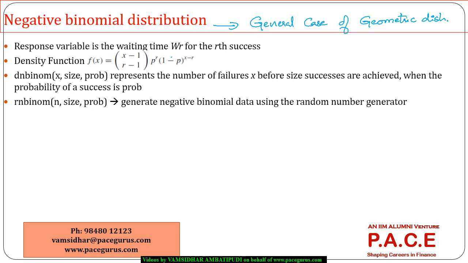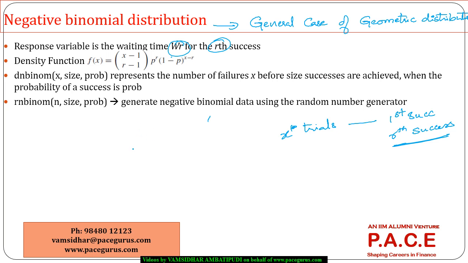Because in the geometric distribution, we said the waiting time, or the number of trials that I have to wait to get my first success, right? Whereas in the negative binomial, we are talking about getting the rth success, not the first success. It could be the 4th or 5th or 10th success. So I'm talking about how much is my waiting time to get the rth success.